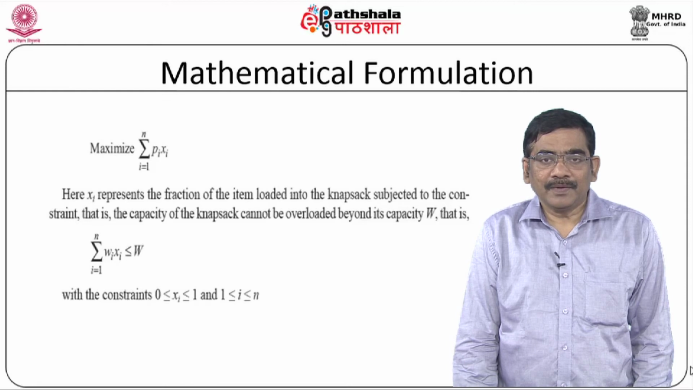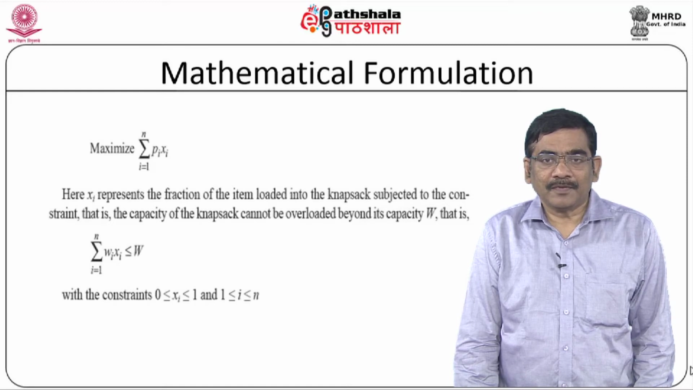So, that means now you can see that the mathematical formulation of this problem is maximization of Pi xi, where the aim is to maximize the profit, subject to the constraint that the weight of the items that are loaded into the knapsack should be less than or equal to W. So, xi ranges from 0 to 1 and i ranges from 1 to n. That means there are n items that are available. This is the mathematical formulation of the problem.